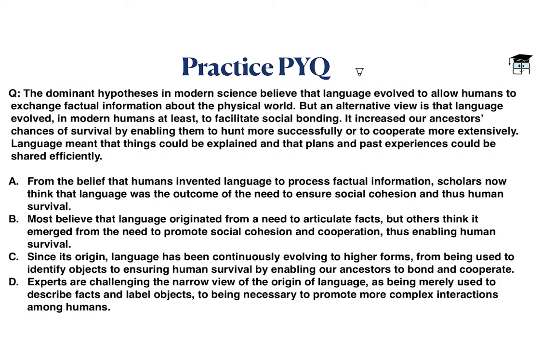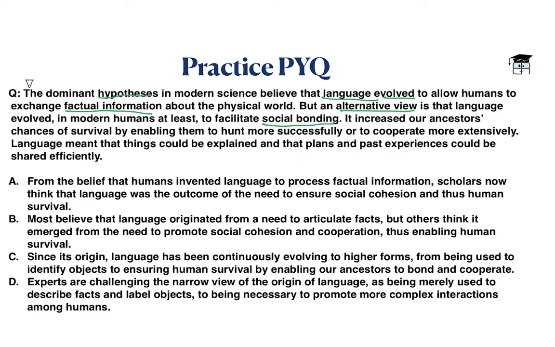Now students, the question that we're going to discuss is different from the other questions that we discussed. Okay, let's read the paragraph. The dominant hypothesis in modern science believes that language, keyword, evolved to allow humans to exchange factual information about the physical world. But an alternative view is that language evolved in modern humans at least to facilitate social bonding.